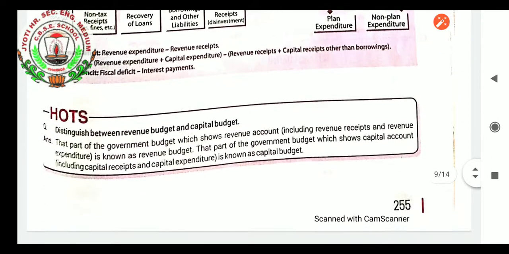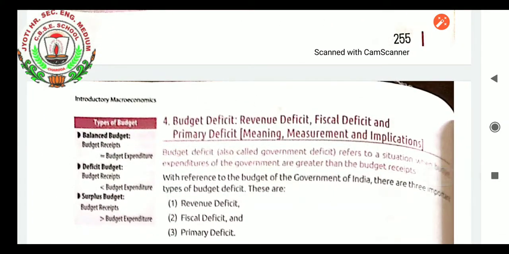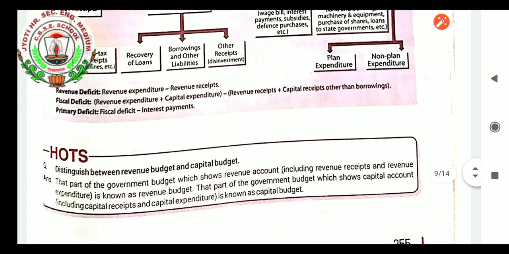In the further class, I will be explaining the formulas related to budget deficit and primary deficit, and then I will be telling some of the calculations.